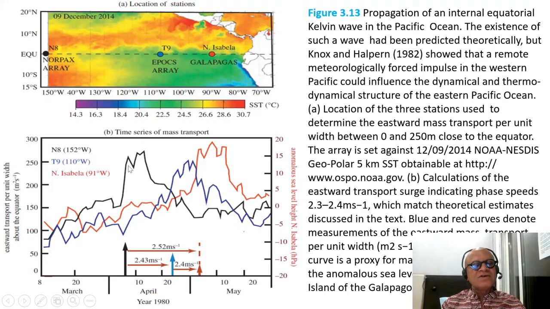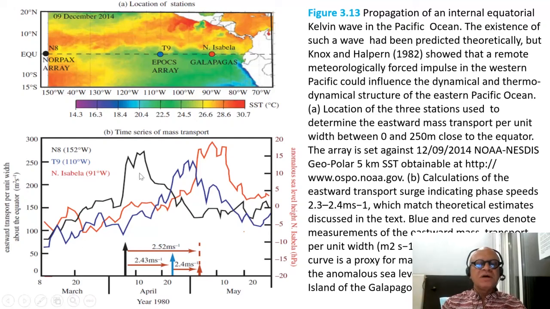And you can see that here is the signal measured here. After a few days or more than a month, actually, it's measured here at 110 west, and then after some more time, it's measured here at North Isabella. There is some local amplification happening here probably, or the islands are having an impact in terms of the amplitude of the eastward transport per unit width about the equator in meter per second. Okay, so it's not current, it's transport because it's averaged over a certain depth.